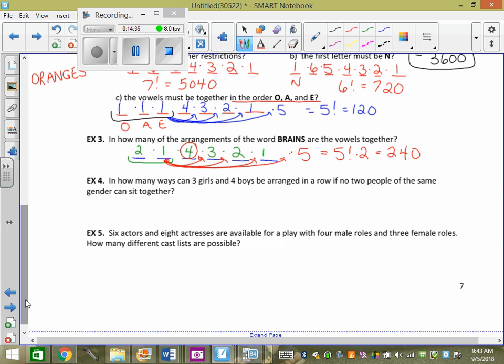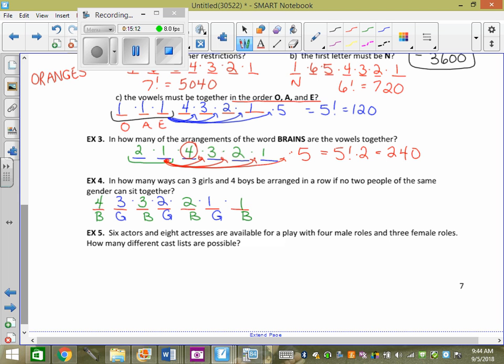The next one says, in how many ways can 3 girls and 4 boys be arranged in a row if no 2 people of the same gender can sit together? What are we going to have to start with in order for that to be possible? 7 kids, 3 girls, 4 boys. Boy. So we'll have to have a boy, girl, boy, girl, boy, girl, boy. So it's going to be 4, 3, 2, 1. And then what are we going to have for these ones? Girl, girl, girl, which is 3, 2, 1.